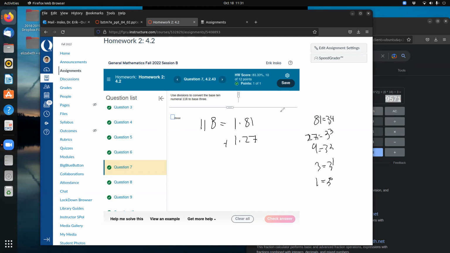So maybe I should write down the remainders when I'm doing this. So 118 minus 81 was 37. And then 37 minus 27 is a remainder of 10. Now 10 can be written as 1 times 9 with a remainder of 1. And so that would be 0 times 3 to the first, right? Because 1 is less than 3. So I still have a remainder of 1, and then I would have 1 times 1. Okay. So as digits, I think this is 1, 1, 1, 0, 1. That's the expression in base 3.